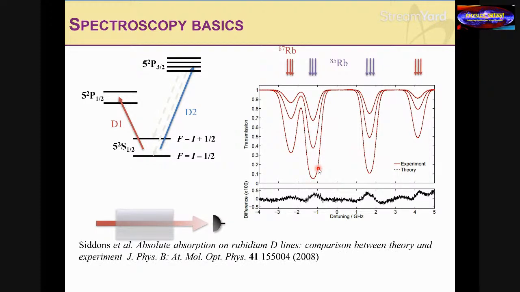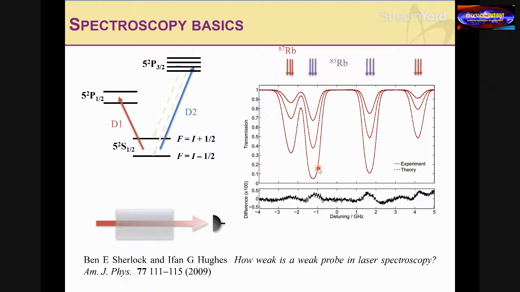So if you want to read about the theory and how we did the experiment, you can find that in this paper. And there's a question of how weak you need to make your laser beam so that the presence of the light doesn't perturb the atoms. And that paper in the American Journal of Physics will tell you about that.